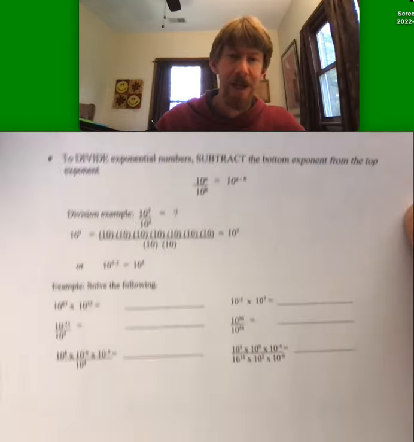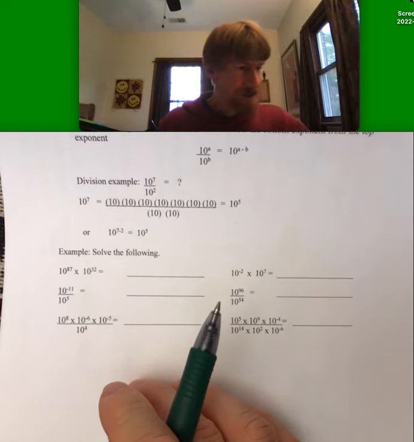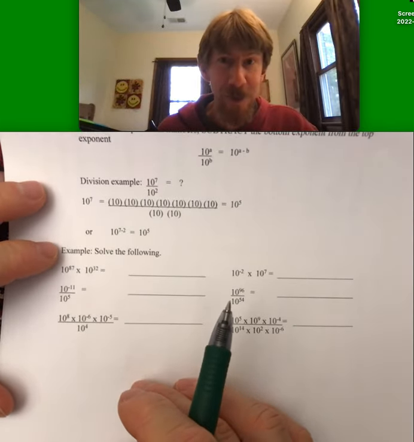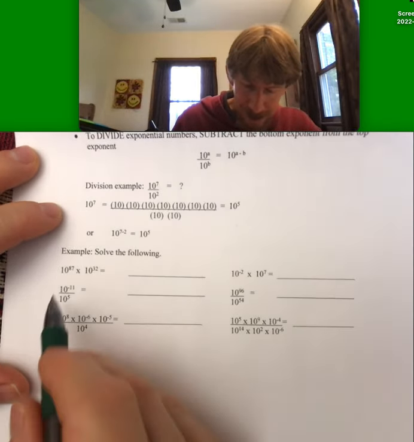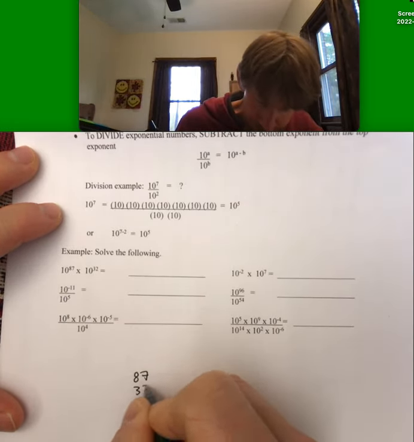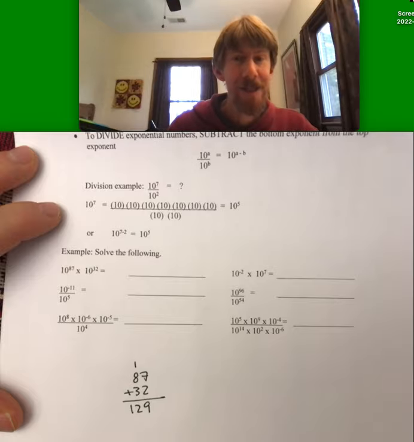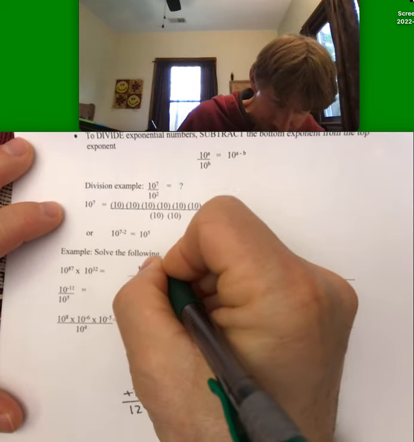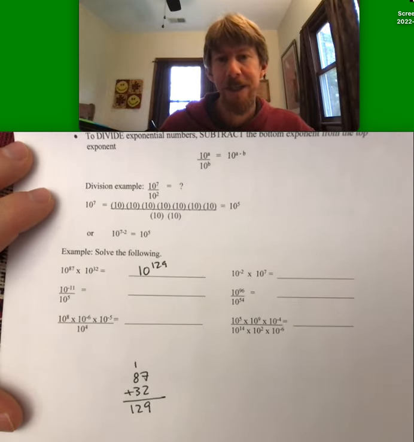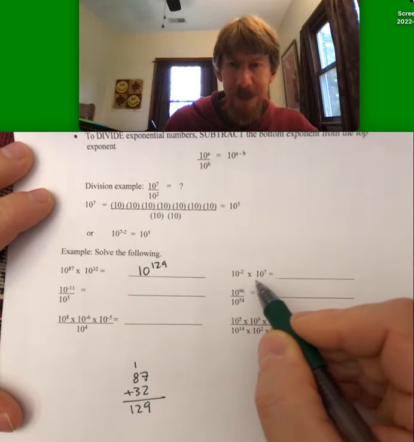Let's work some more down at the bottom of the page. It says solve the following, and I'm going to need my calculator for this, I think. Where is my calculator? Well, I guess I'm doing it in my head or writing them out the long way. So 10 to the 87 times 10 to the 32. Well, add them up then, 10 to the 129. So 2 big numbers multiplied together should multiply to get a bigger number. So that works. All right, 10 to the minus 2 times 10 to the 7th.